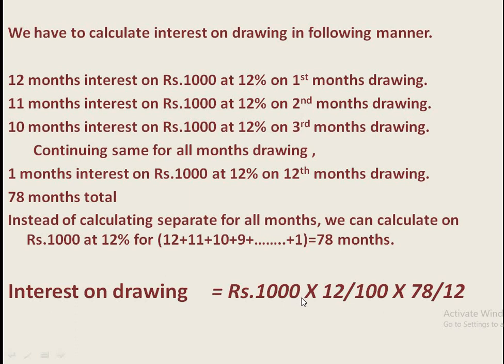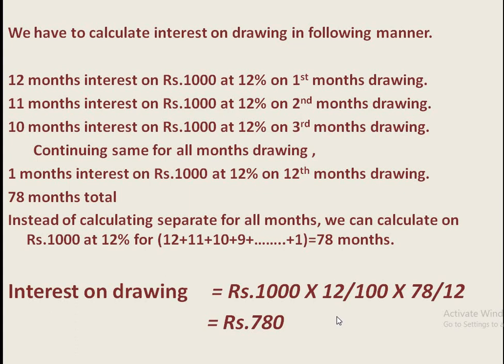Instead of calculating separately, we can calculate 78 months interest. Because 78 is in months, we divide by 12. I is equal to P times R times N, where P is 1,000, R is the rate, and N is the time period. Thus the total interest on drawing comes to 780.